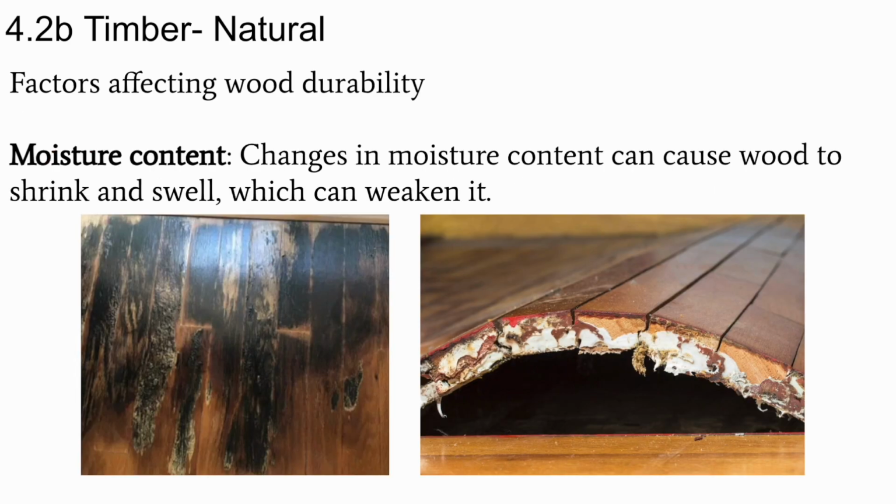As I said, moisture content can really affect wood. Changes in moisture content can cause wood to shrink and swell, and also it can weaken it because once wood is wet, it's more open to attack by fungus and insects. And you can see it can discolor wood. This looks like it's got some black mold growing on it. It can cause it to swell. So you can see that's what happened here. This is a wooden floor. It got wet, the wood swelled, and then you can see that it's bent up right there.